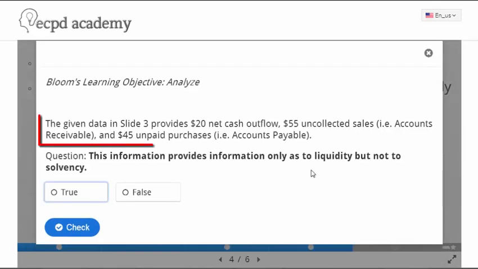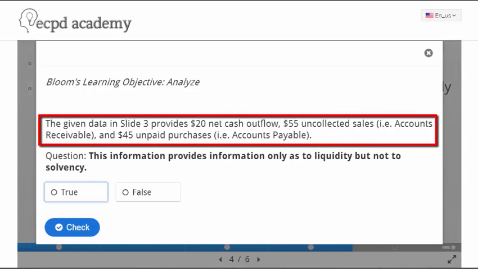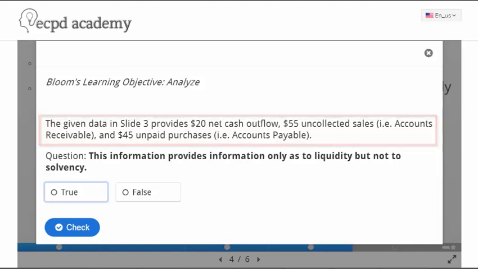The given data on slide 3 provides $20 net cash outflow, $55 uncollected sales or accounts receivable, and $45 unpaid purchases or accounts payable. The question is a true or false question, whether this information provides information only as to liquidity but not to solvency. Take a moment to think of the answer. The examples from the previous learning point question must have aided you to answer this question, where cash, accounts receivable, and accounts payable are all short-term accounts, and therefore the answer is true.